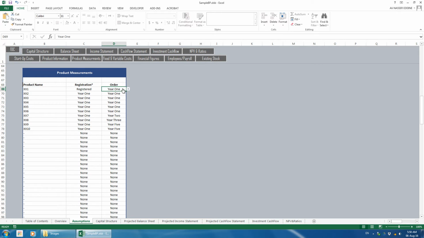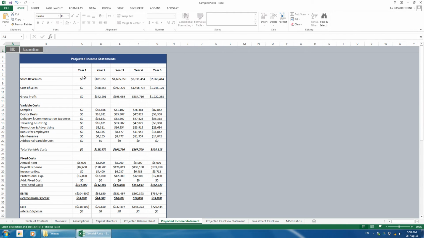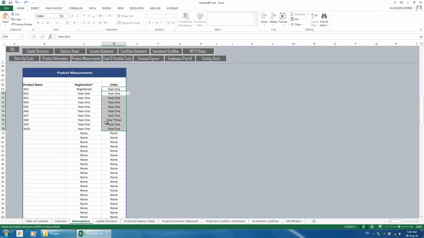You also have to specify when will be the first year you start ordering the item. This is important as it determines your purchases as well as your sales. For example, if we set the base order year to 2 for all available products, we won't have sales in the first year. Moreover, all variable costs that are dependent on sales will drop to 0 as well.